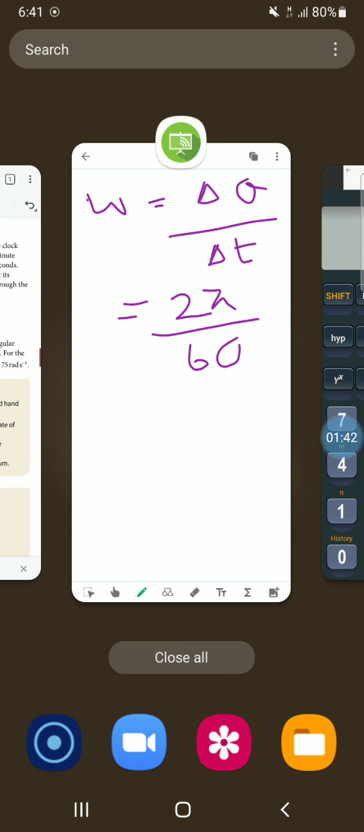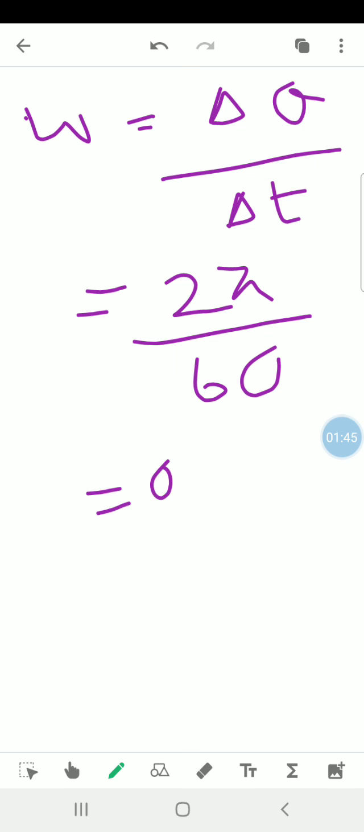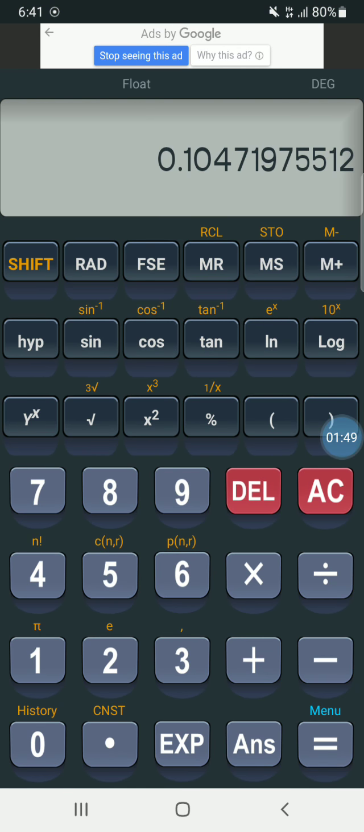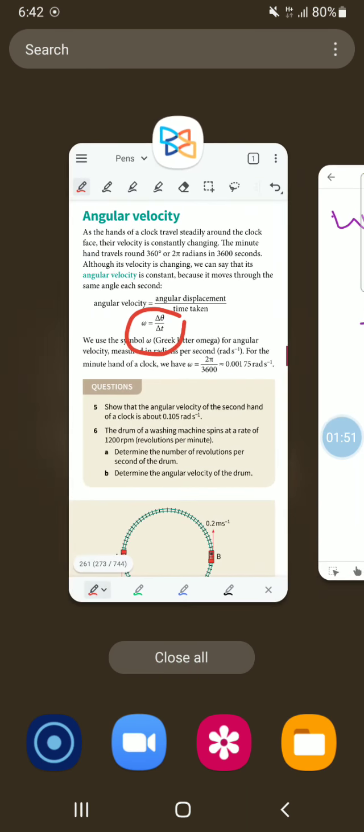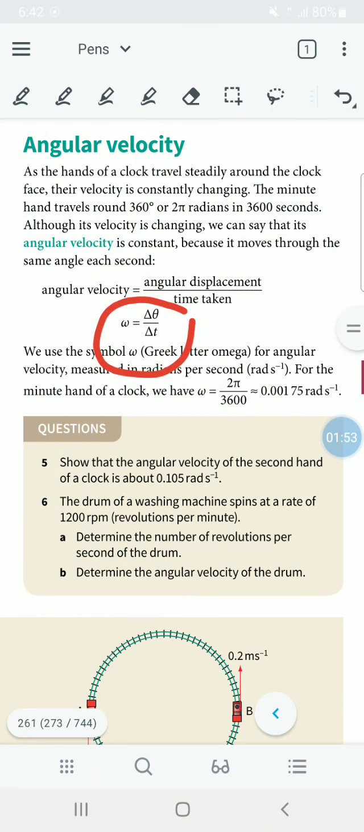So that is equal to 0.105, and let's see whether we have that value in our answer: 0.105 rads per second. Did you understand that? Right. Then question number 6.